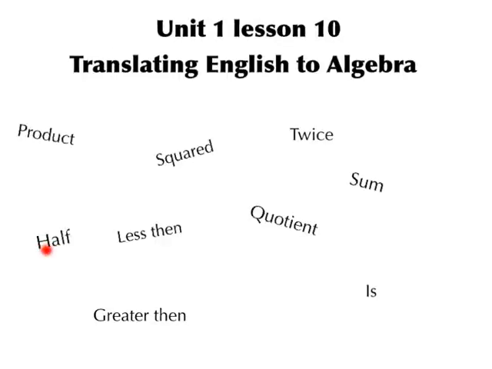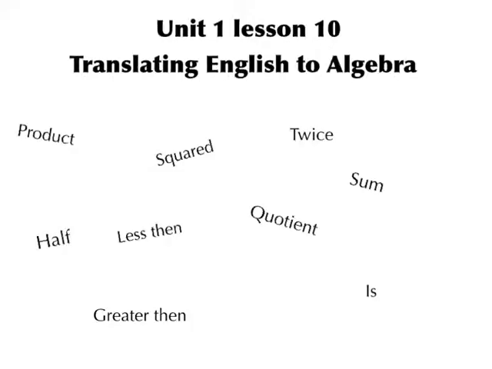Half, you either divide by 2 or you multiply by 0.5. Greater than means you're adding. The big one here is "is." Is means equal. Now, wherever we see the word is, that means that we're going to have some different symbols.